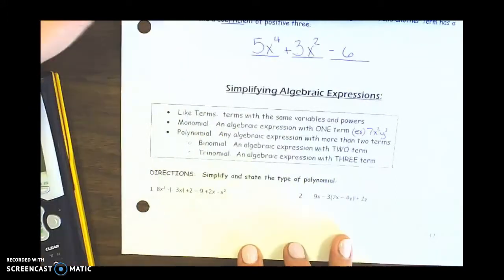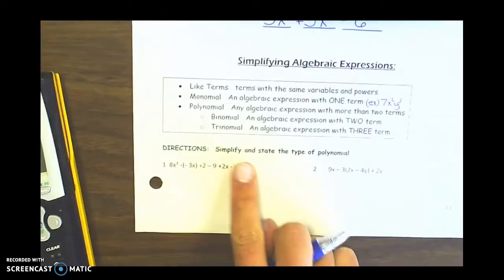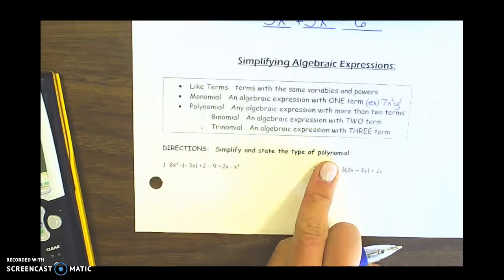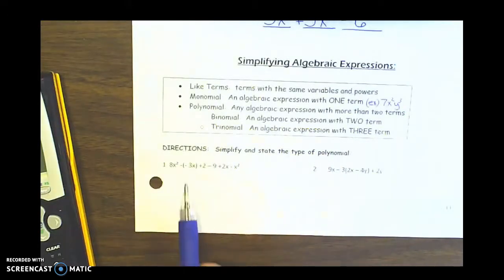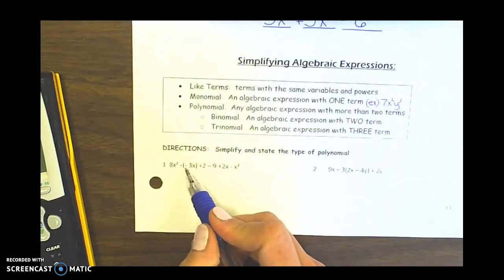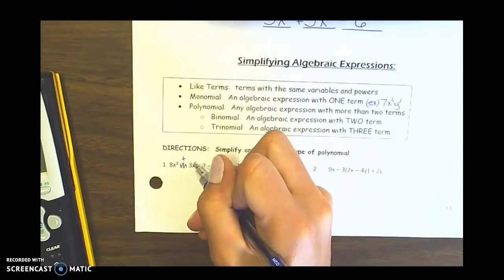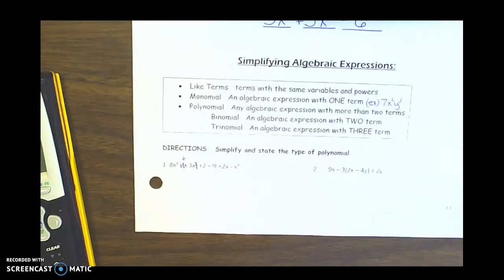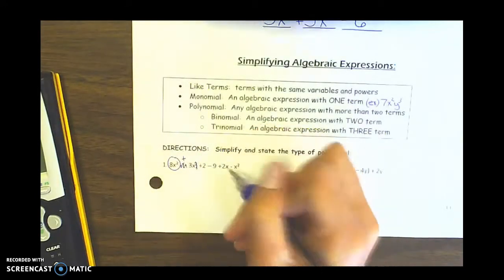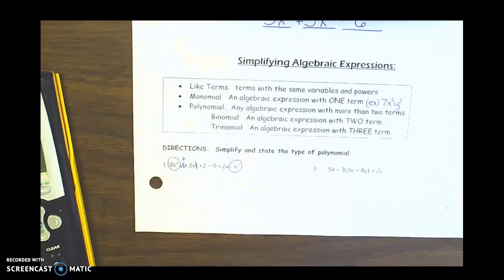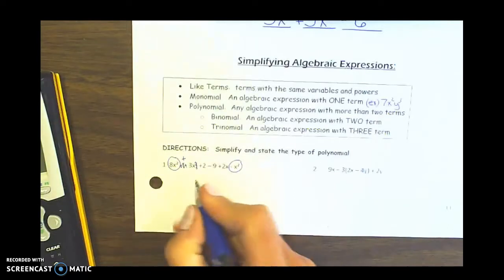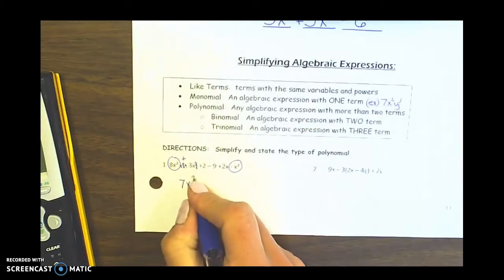Let's try a few. Here we're going to simplify and state the type of polynomial. The first thing I want to do is get rid of the parentheses. Here I have a negative negative, so I'm going to cross it out and make it a positive, and that gets rid of the parentheses. Now I can combine my like terms. Here I have 8x squared minus x squared. We always want to write the highest power first, so I'm going to add those together and get 7x squared.